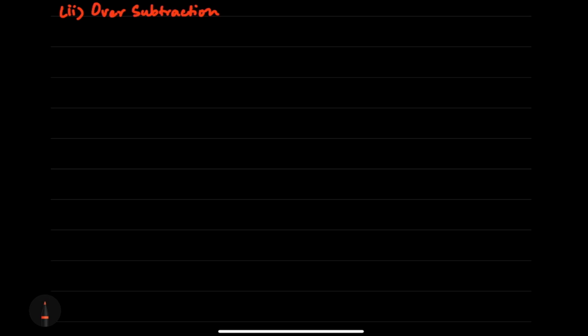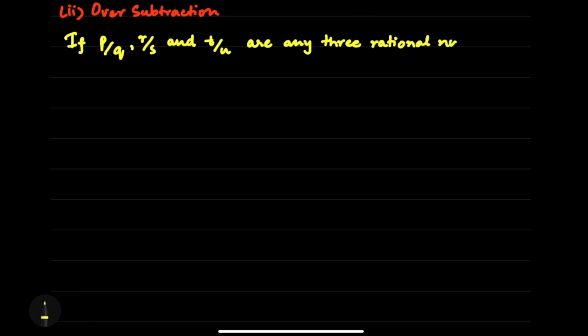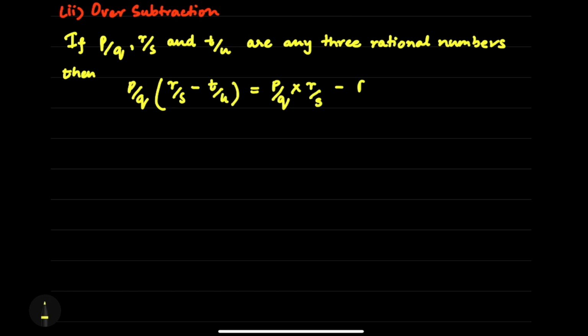multiplication, which states that if p by q, r by s, and t by u are three rational numbers, then p by q into r by s minus t by u is equal to p by q into r by s minus p by q into t by u. Let's verify this through an example.